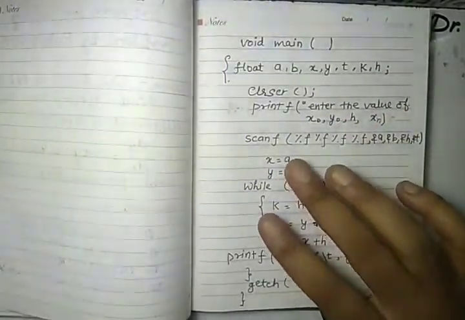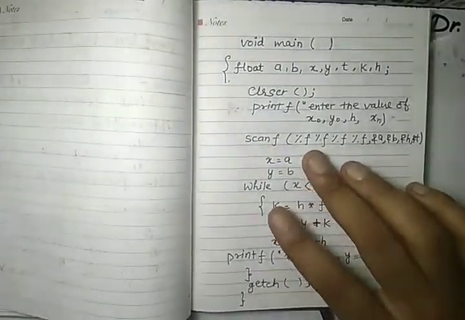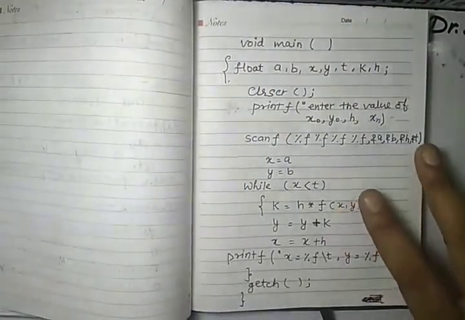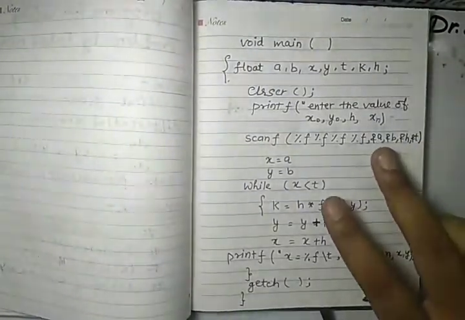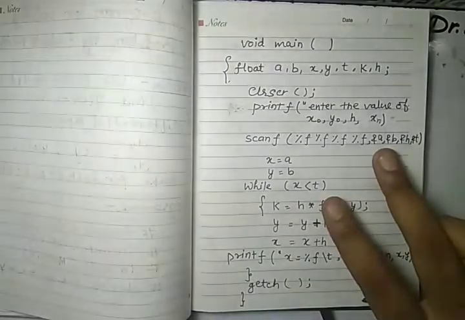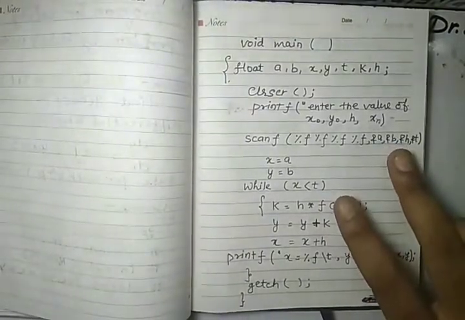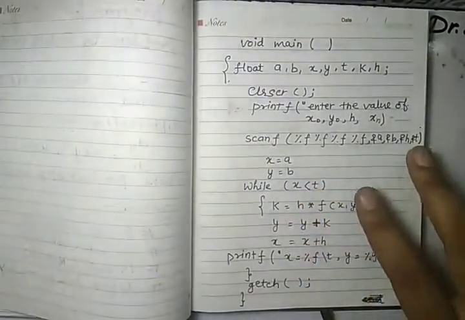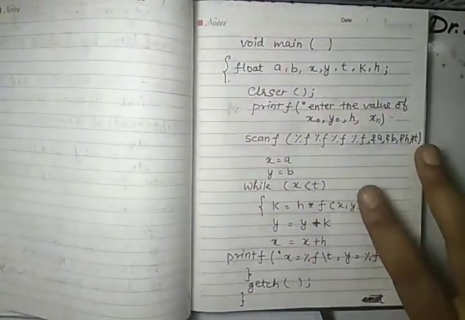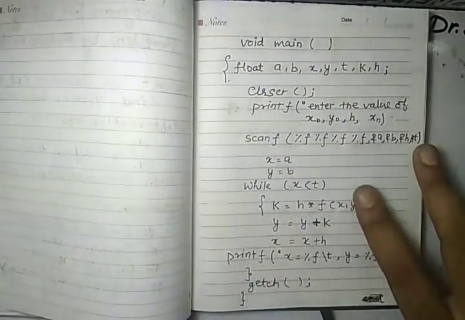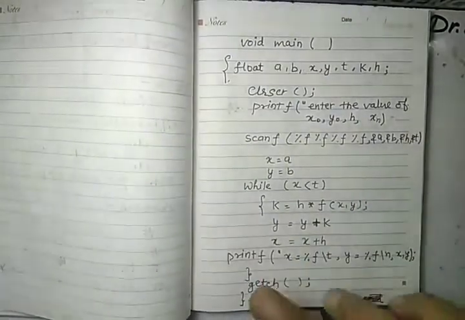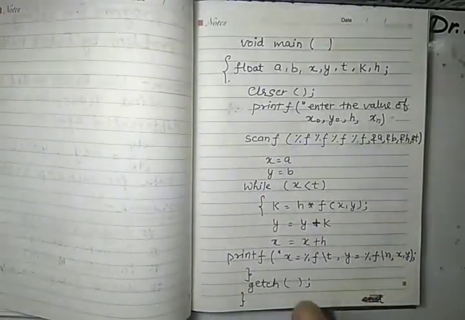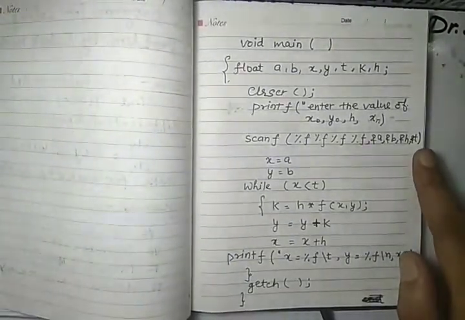Then scanf, here the percentage f is written four times because we need to enter the four values. One is a, the initial value of x, b, the initial value of y, h, the interval, and t, this is the maximum value of x that has to be taken. As in our program, we consider it to be 0.25.